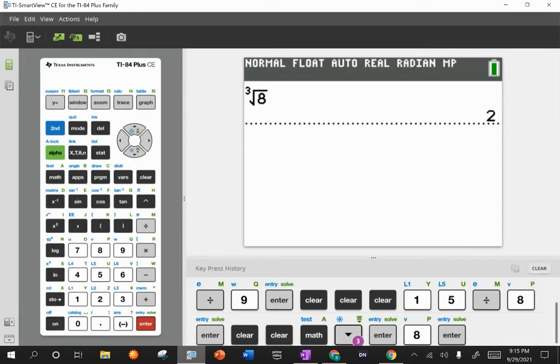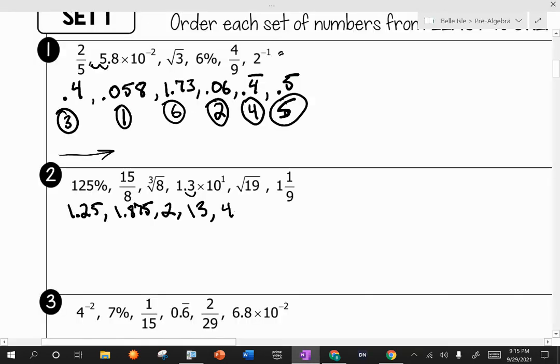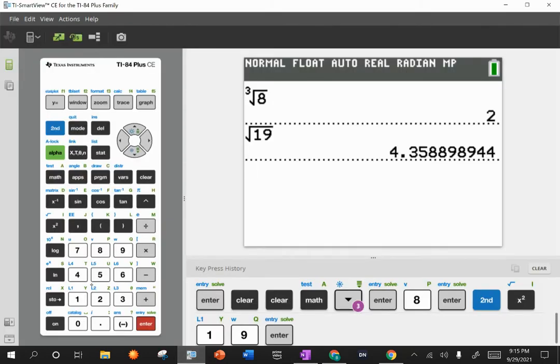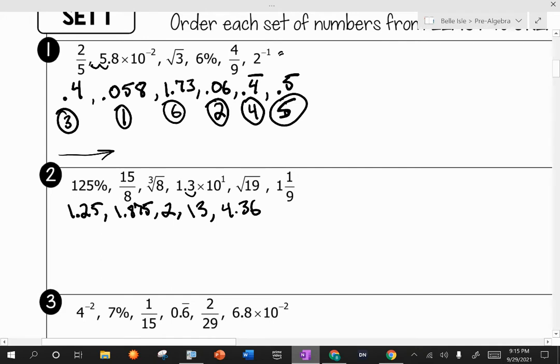The square root of 19 will give us 4.3, we'll say 4.36. Then we've got 1 and 1/9. Okay, so really all we need to do is figure out what decimal 1/9 is. It's going to be 1 repeating. So it's going to be 1.1 repeating.